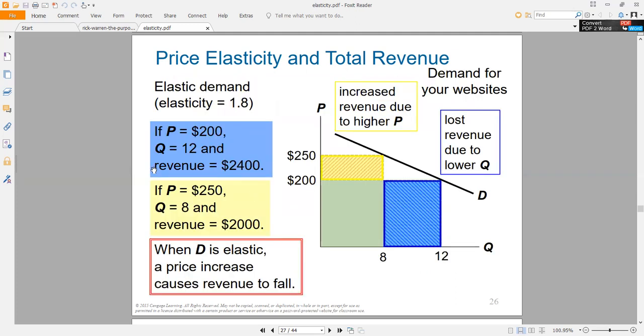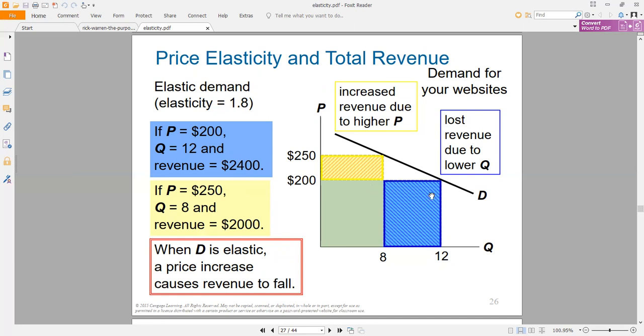So let's look at this example. Now, we are assuming the demand is elastic. Per the scenario, the price elasticity of demand was 1.8. Initially, price was 200. Quantity demanded was 12. Let's calculate total revenue. It's price times quantity. 200 times 12 will be 2,400. Good. Now, if you increase price to 250, quantity demanded is now 8. So 8 times 250 is what? 2,000. You see that there's a reduction in total revenue from 2,400 to 2,000. So whenever demand is elastic, a price increase will cause revenue to fall.